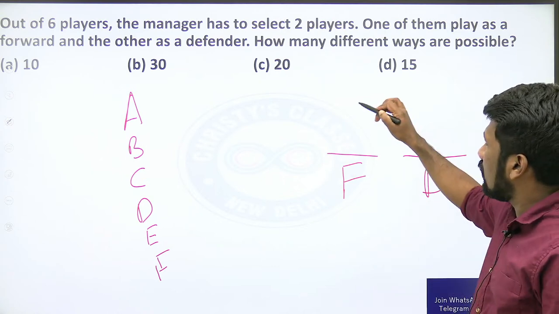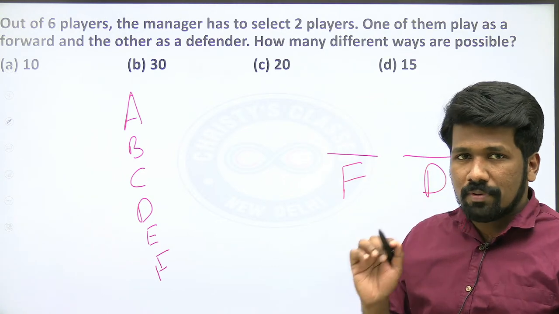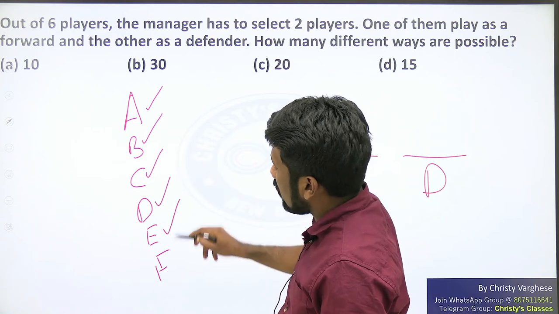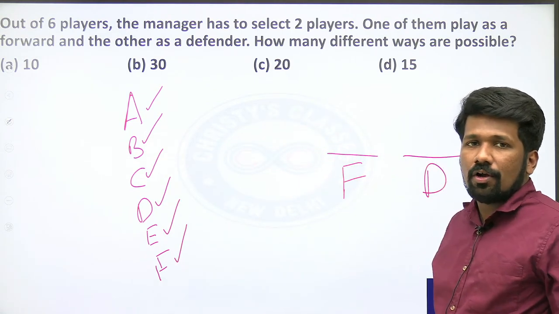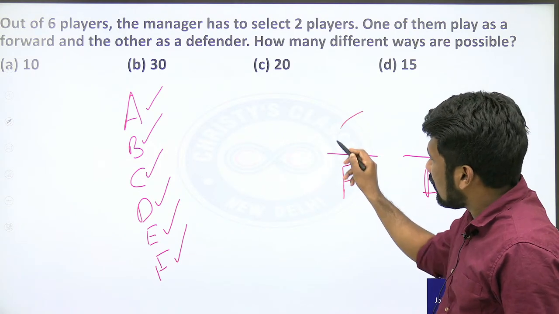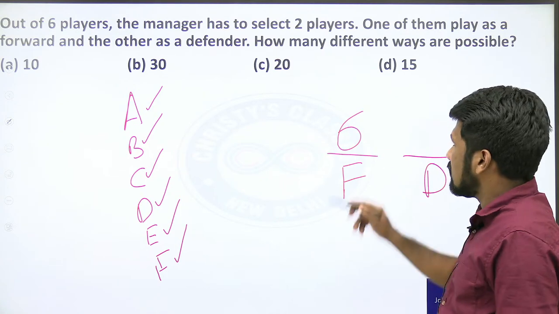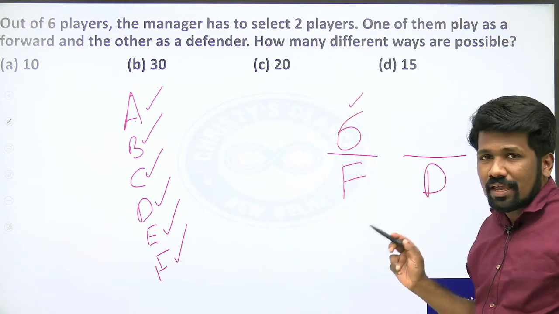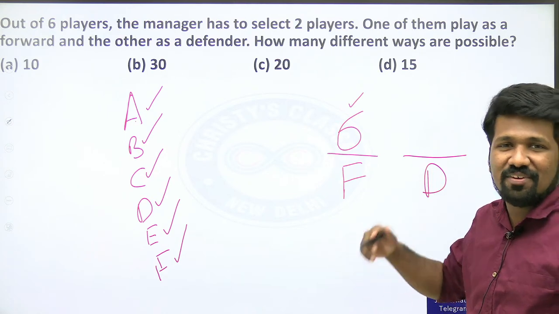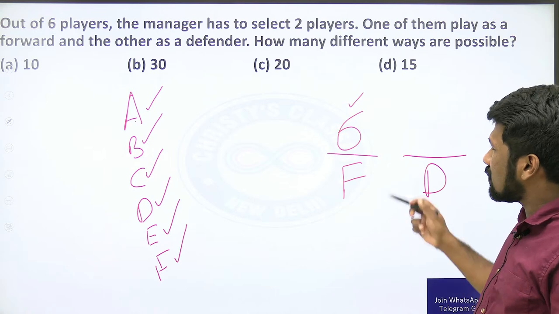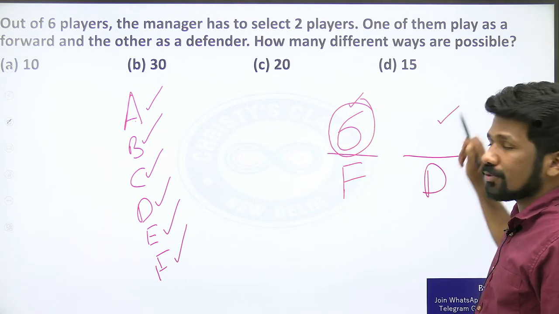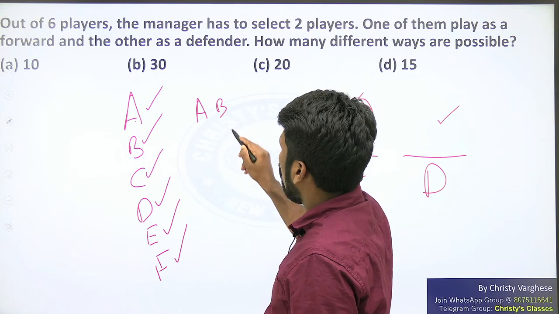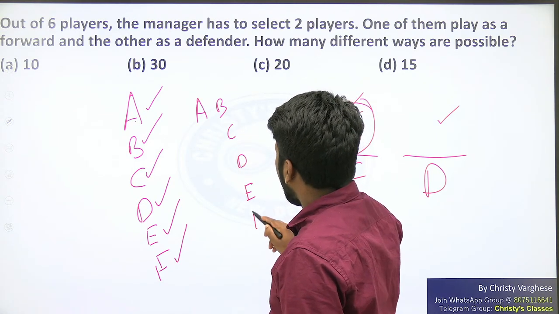First, let us consider forward. How many ways can you select the person who is playing forward? You can select either A or B or C or D or E or F. Any one of them can be the forward player. So there are definitely six ways of doing it. That means it can be A forward. At the same time, the defender should be chosen. The forward person will not be the defender also; that should be a different person. For example, if A is the forward, B or C or D or E or F will be the defense.